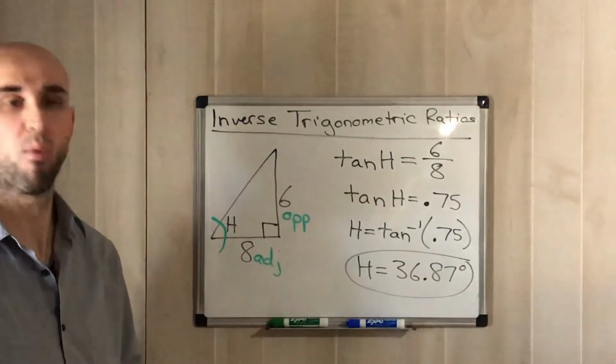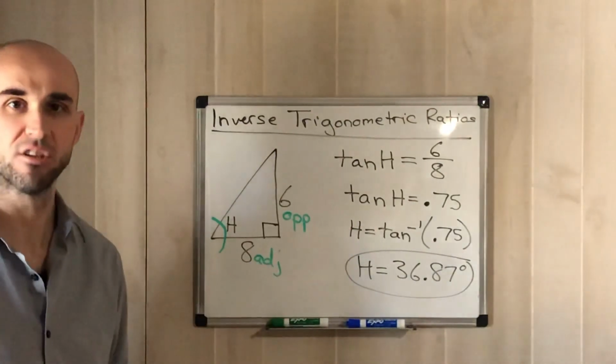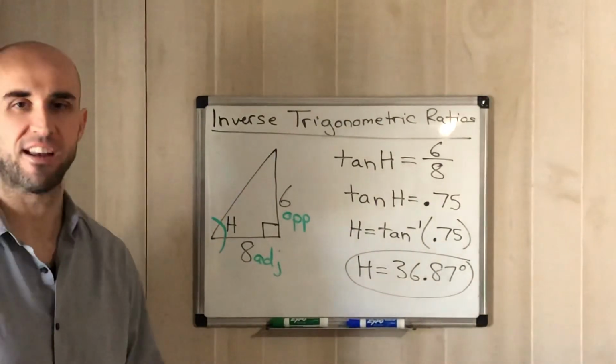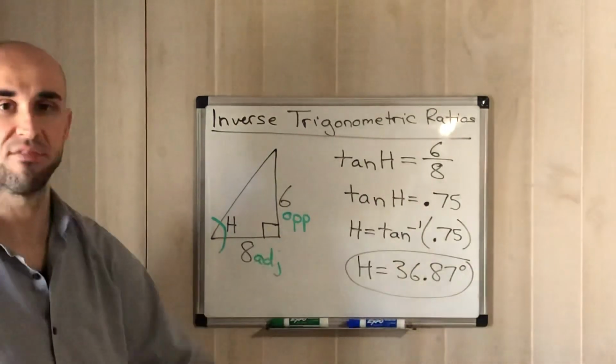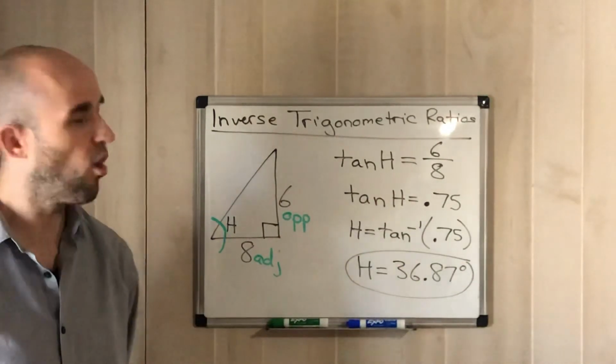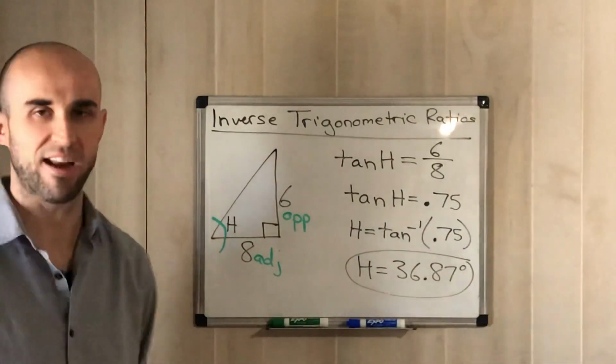The one thing I want you guys to always realize, the only time you use the inverses is whenever you want to find an angle measure. That's it. If you want to find an angle, you're going to have to always use the inverse. Always. Automatically. Only use the inverses when we're trying to find angles, guys.